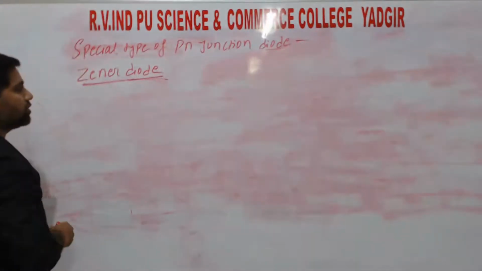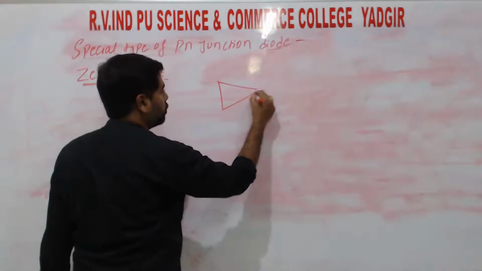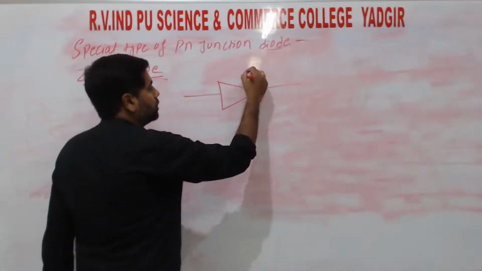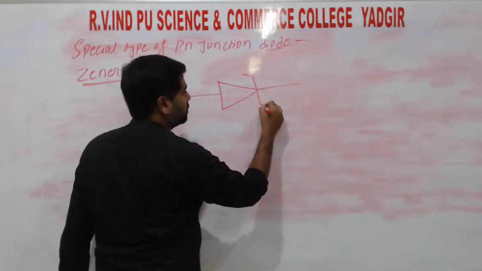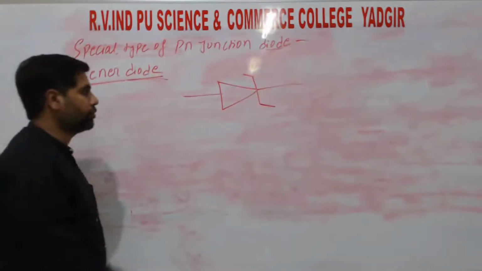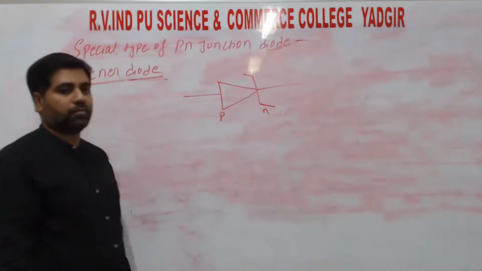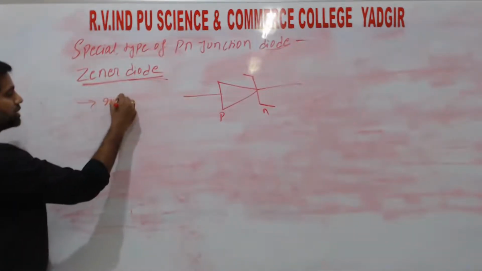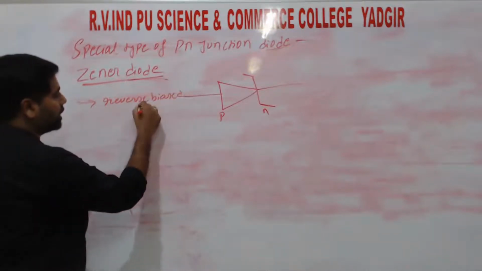So the symbol of the Zener diode is almost similar to the normal diode, right? So it is drawn like this. This is the symbol of the Zener diode. Here it is P and here it is N. This always works under the reverse bias condition.